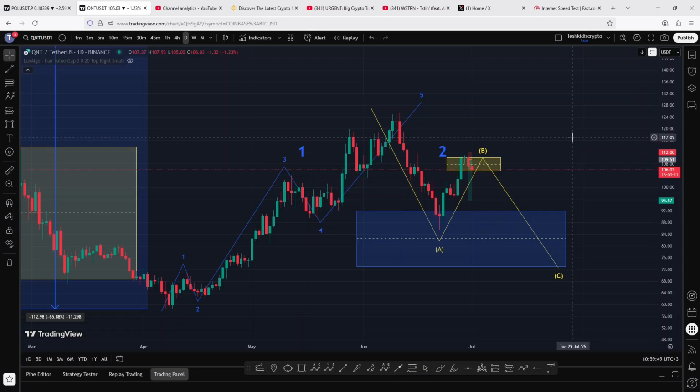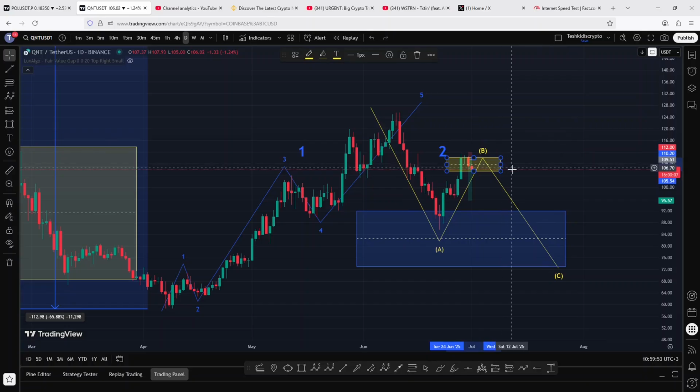QNT at the time of this recording is between a key area of resistance between the 110.2 and the 105.54. On today's update video, I will be discussing two possible scenarios that can play out the moment we get rejected within this area over here, and if by any chance we manage to break through that key area of resistance. So make sure that you stick around till the end of the video.